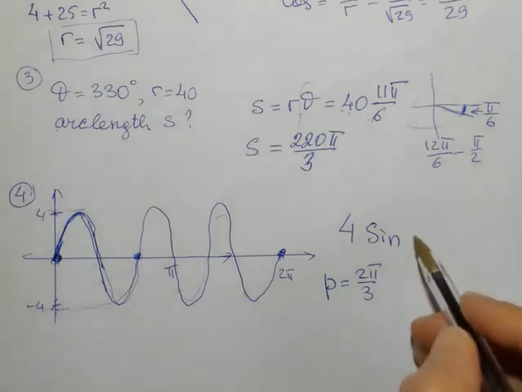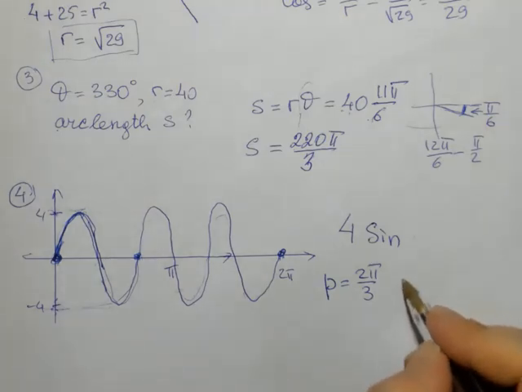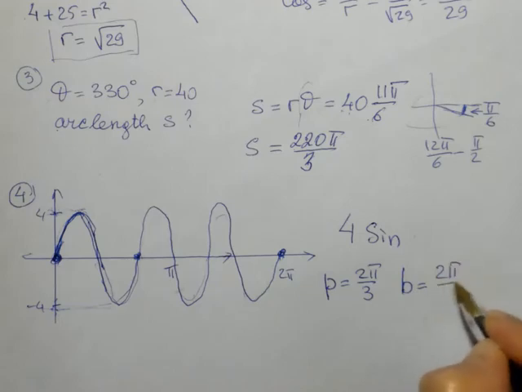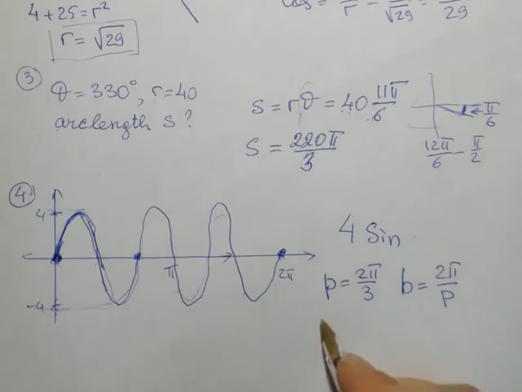To write the function equation, we need b. And we have the formula connecting b and p. B equals 2 pi divided by p, period. Let us find b. 2 pi, we want to divide by 2 pi over 3.